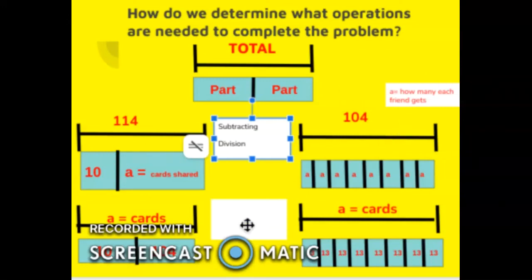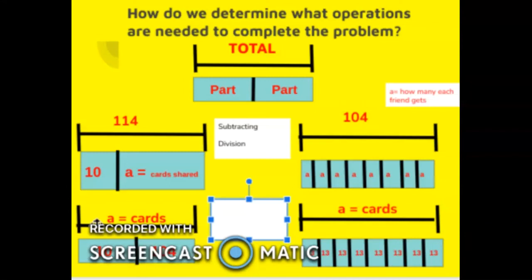Now, let's go down here and look. If we don't know the total, and we see that we have 2 parts here, we can put those 2 parts together with addition and get an answer. If I know that I have 8, 1, 2, 3, 4, 5, 6, 7, 8, and I know that there's 13 in each of those 8, I can use multiplication to get the total.